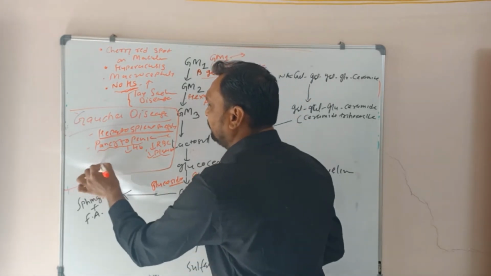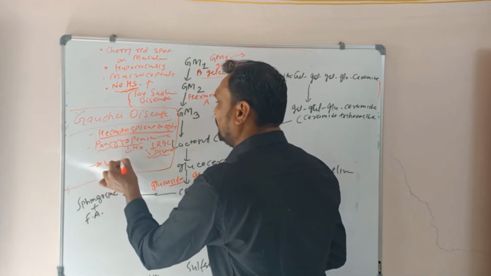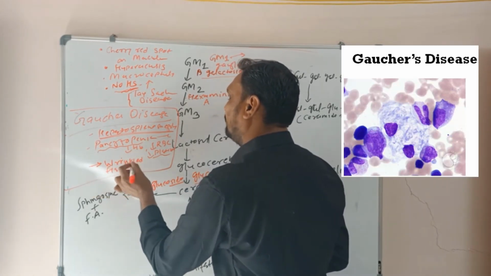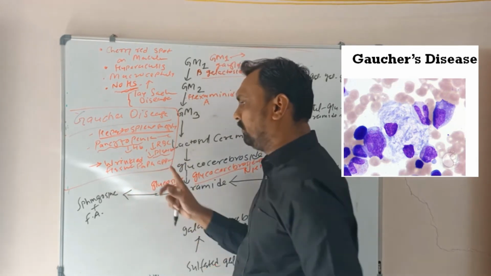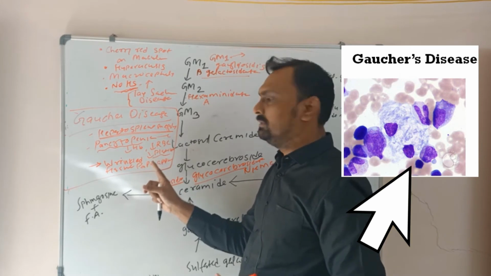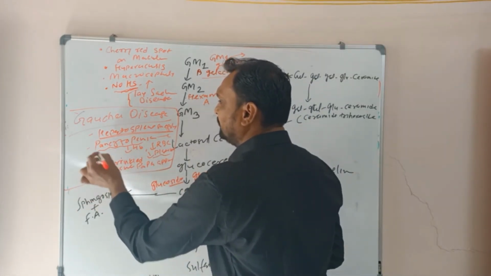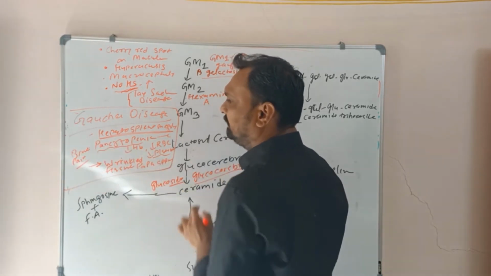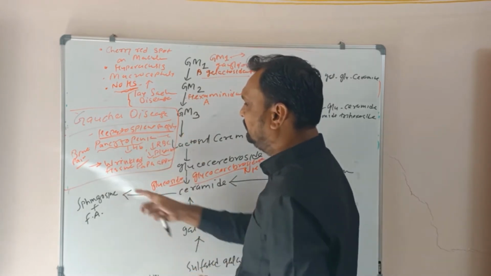Then there is a very important feature that the cytoplasm becomes wrinkled tissue paper in appearance. You can see it in the photograph also. That is a very important feature. The patient will have bone pain. So the patient will have abdominal distension, bone pain, and pancytopenia. That will be the features of Gaucher disease.